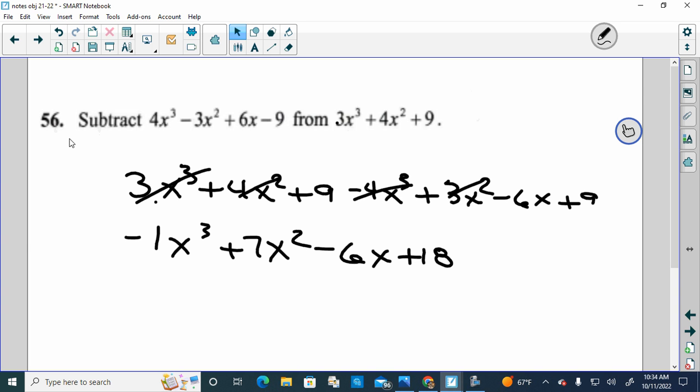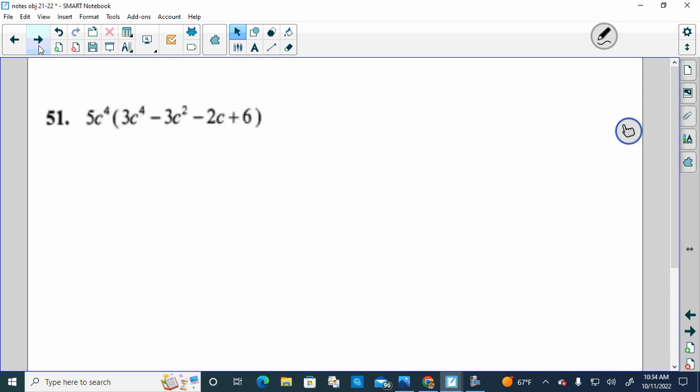Good. Okay, switching away from that. This is the second objective. That was the first objective, so number 21. This is number 22. Okay, so 5c to the fourth, and then parentheses, so it means times 3c to the fourth minus 3c to the second minus 2c plus 6, and then into parentheses.